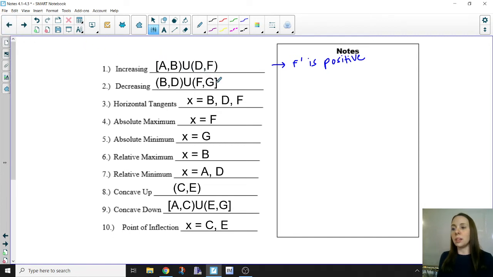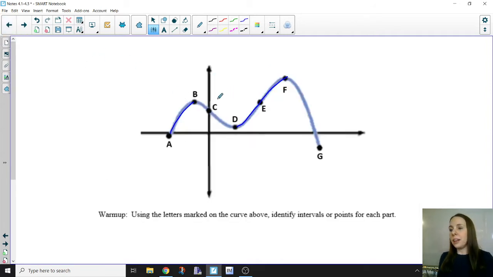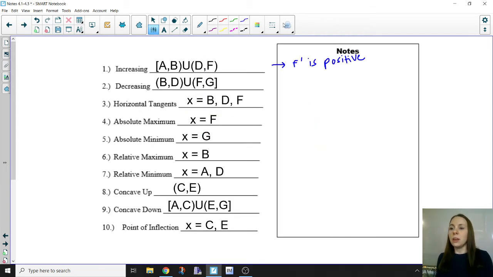I like to, again, use brackets for endpoints and parentheses for interior points when I am addressing intervals of increasing, decreasing, concave up, and concave down. All right, so first I'll highlight on here, we are decreasing from B to D and from F to G. I don't think I made any mistakes with that one. Nope. Okay, and what we will write for that one is the opposite of what we wrote for 1, right? Whenever the function is decreasing, the derivative is negative. That's a G. All right, next.